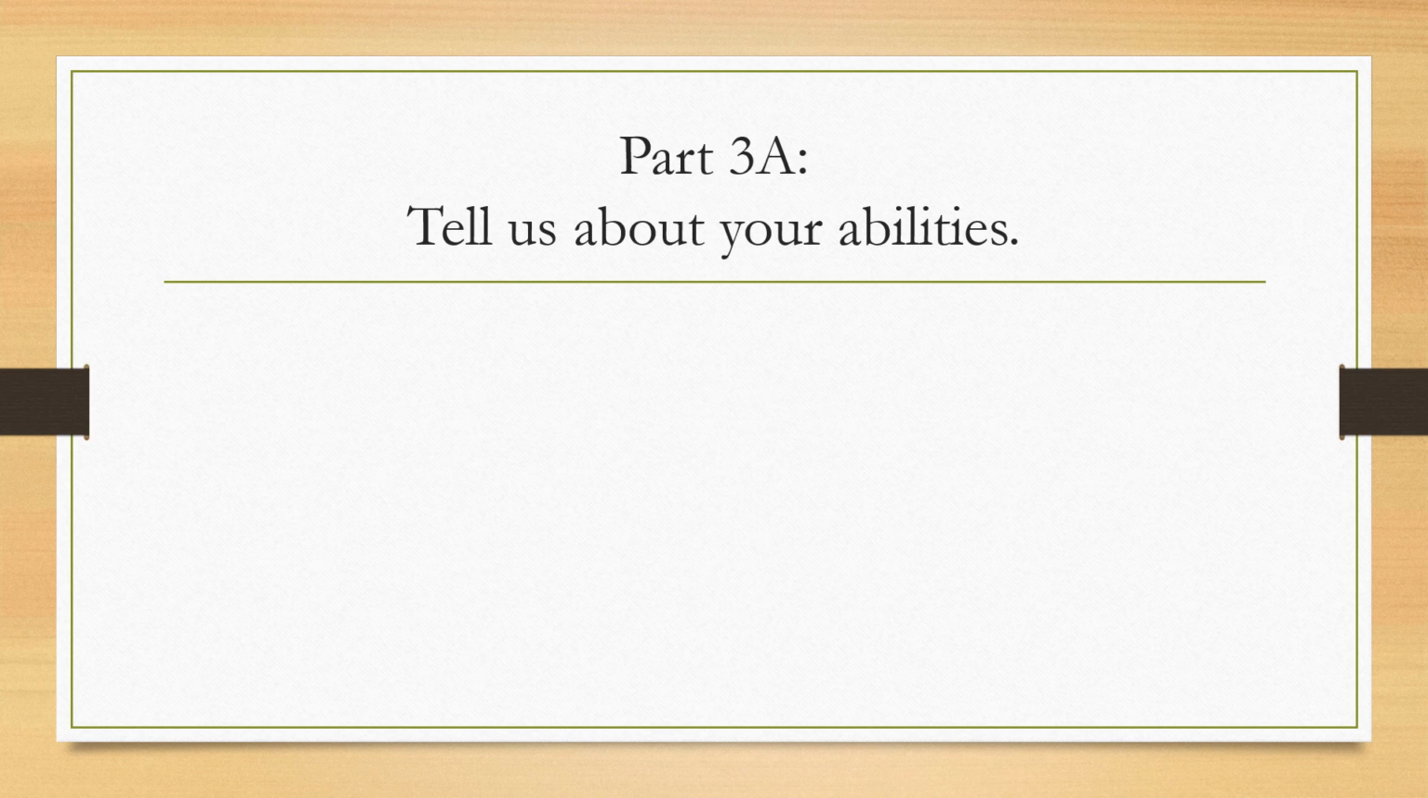Part 3a. Tell us about your abilities. Replace the highlighted blue parts with nouns of your choice. For this part, you may use English terms if you don't know how to say them in Japanese. Repeat after me.